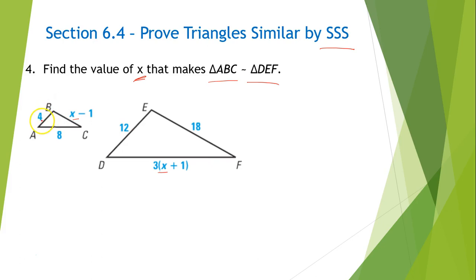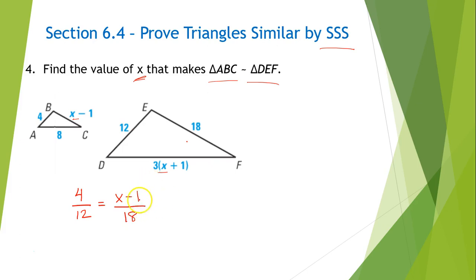So AB here, our shortest side on this triangle, corresponds to DE, so 12. Write those over each other, 4 over 12. And then come back to your small triangle over here. I'm going to do this side, BC, which is x minus 1. So let's set x minus 1 over its corresponding side. x minus 1 corresponds to EF, which is 18. Now we've got an equation.